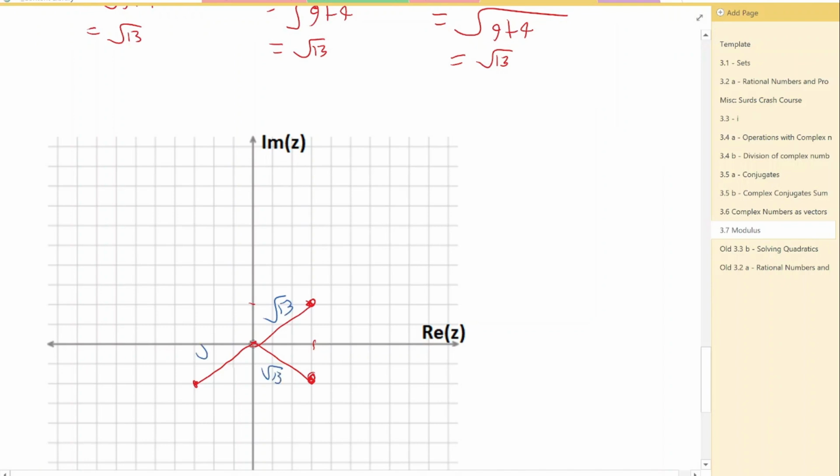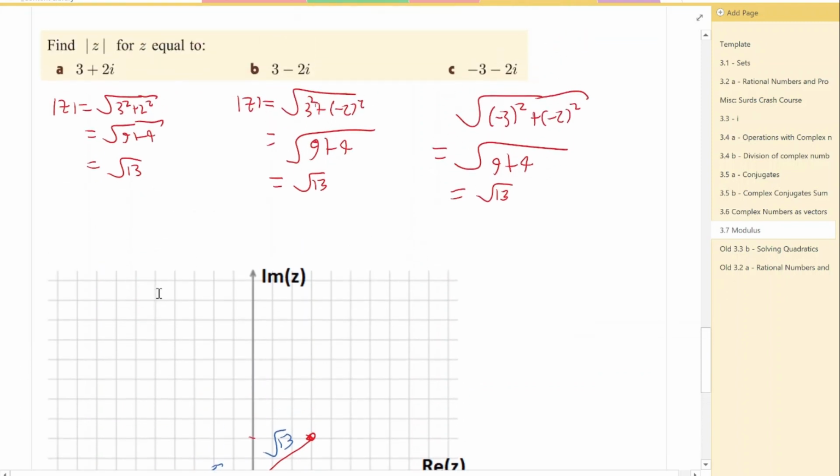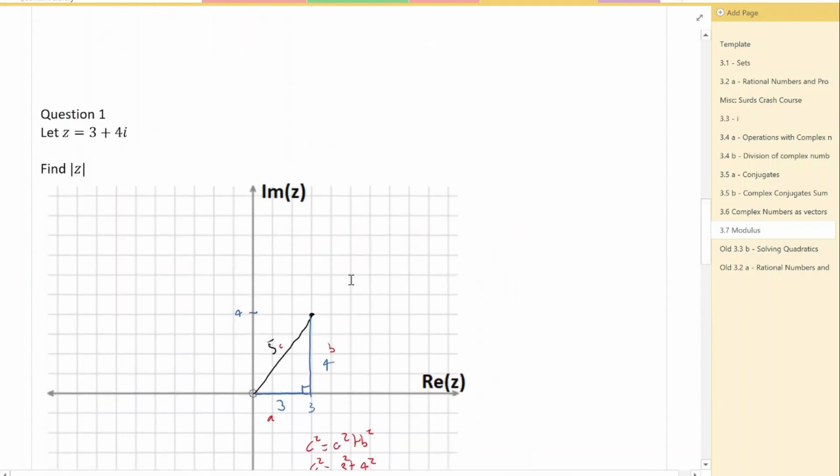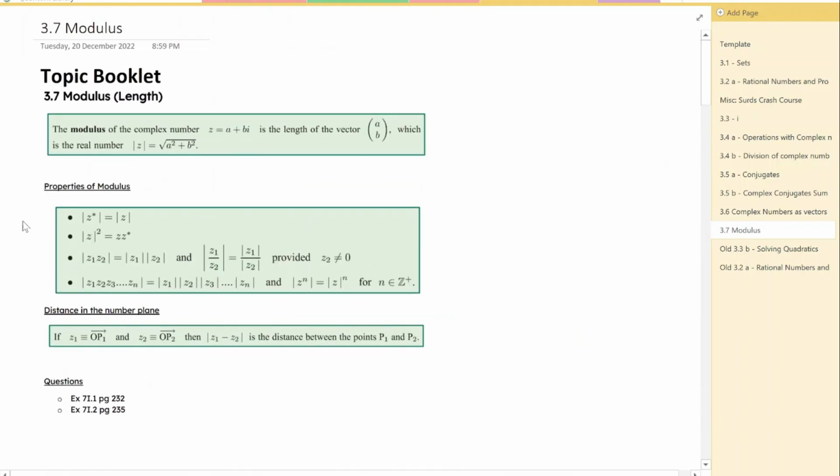Root 13 is somewhere in between like 3 and 4. 3 point something. But that's the idea behind length of complex numbers. It works pretty much the same as vectors do. We'll get down into the nitty gritty of all these linked identities, but most of them are fairly straightforward. Like if you times two complex numbers, then their lengths will times together as well, for example.